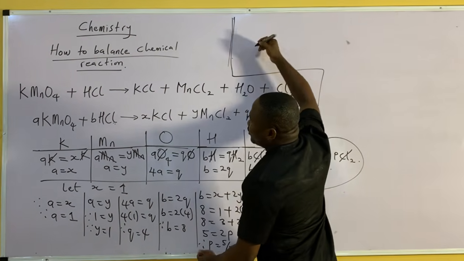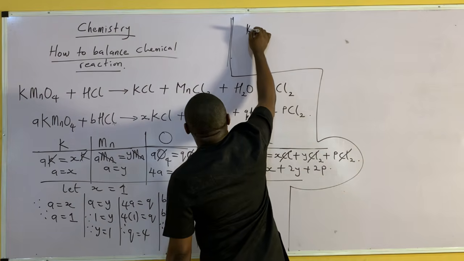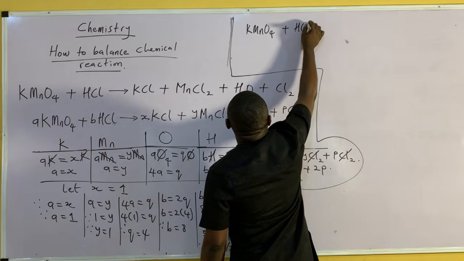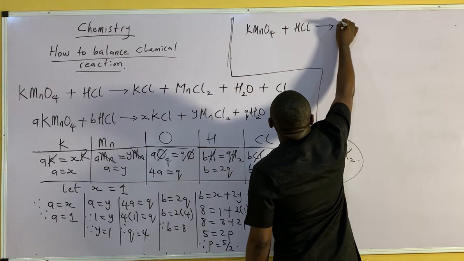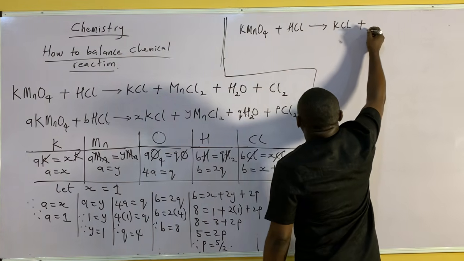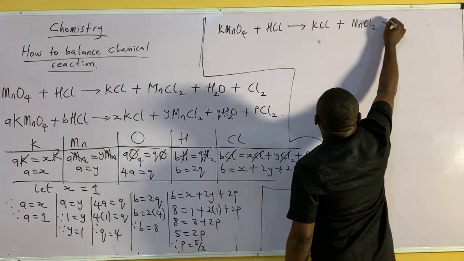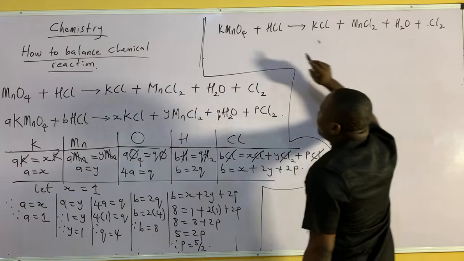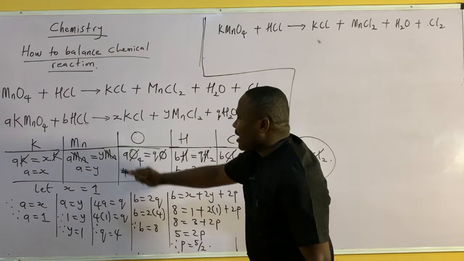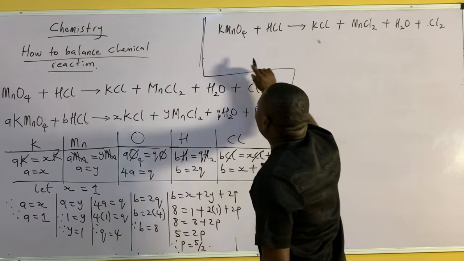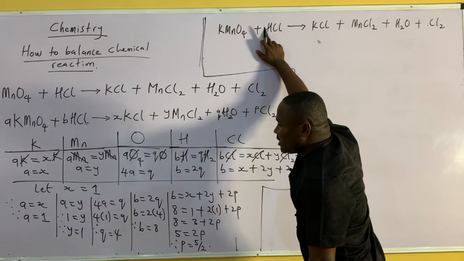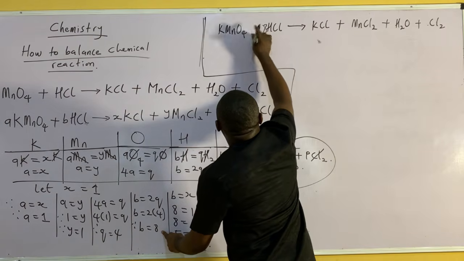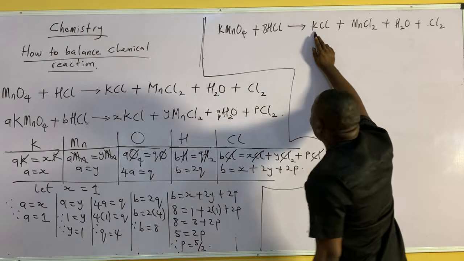So I bring back my equation. What's my equation? My equation is KMnO4 plus HCl to give us KCl plus MnCl2 plus H2O plus Cl2. What is the unknown we have here? We have A. And what is A? A is 1. So I'll leave it there like that. What's the unknown we have here? B. What is B? B is 8. So I'll put 8 here. I'll put 8 here.